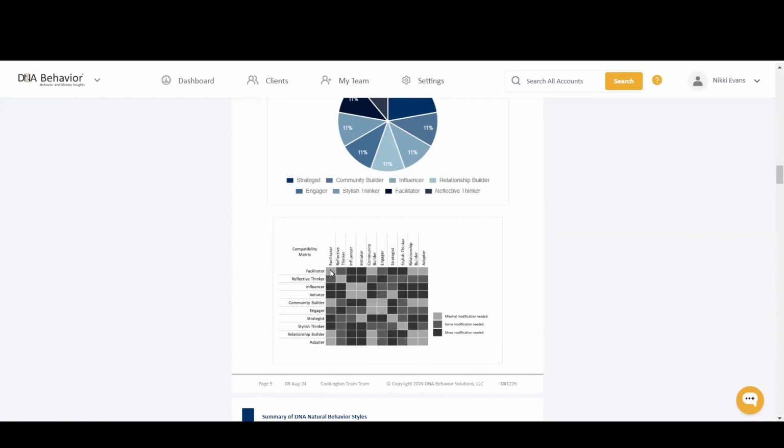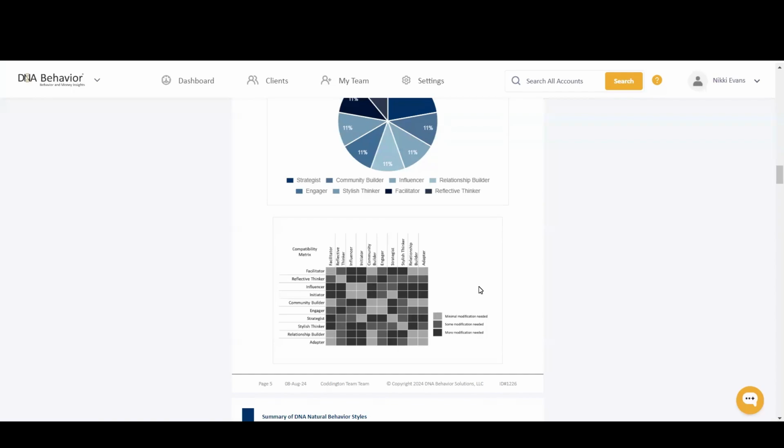So a facilitator working with another facilitator is going to have an easy time, and more easy with a community builder, relationship builder, adapter. Those facilitators are going to have an easier time with that. They're going to have to do some adjustments with reflective thinkers and engagers. And then they'll have a harder time and need to do even more flexing to work well with influencers, initiators, strategists, and stylish thinkers. So it just means they have to put a little bit more effort into flexing either their results focus or relationship focus or their pacing, the fast-paced versus more careful.